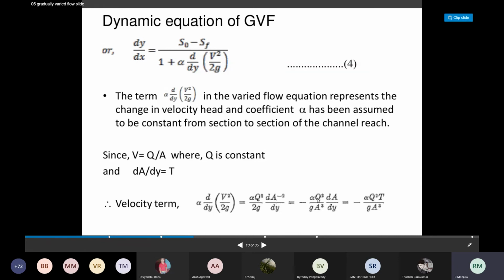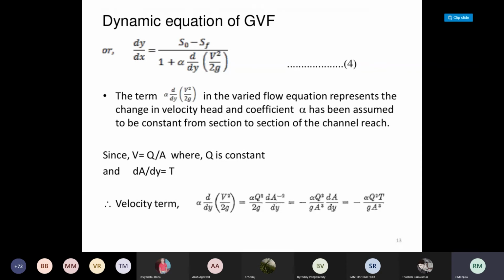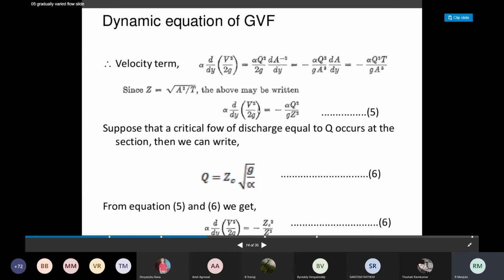Or else you can have alpha into Q square divided by 2g. If you differentiate this, the 2 gets cancelled, and A power minus 2 becomes A cube in the denominator. So now dA by dy into 1 by A cube, giving minus alpha Q square T by g into A cube. dA by dy is nothing but T, the top width. dA by dy is replaced by top width. So we will be having minus alpha Q square T divided by g A cube. So this is the velocity term in the dynamic equation.